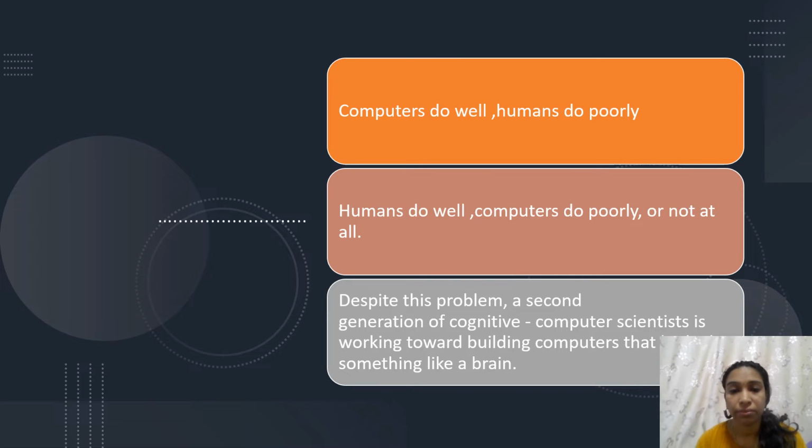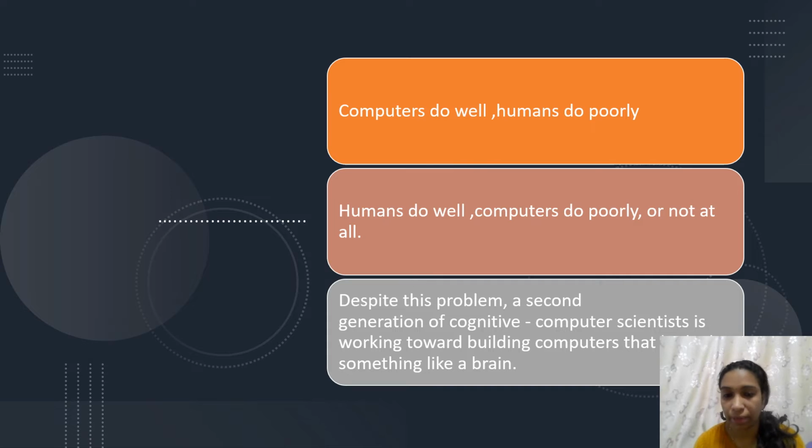That means in the case of emotional acceptance or emotional feeling, all emotional understanding is done well by human beings, but computers don't know how to handle that situation. They are not able to at all. So in that context humans do well. So these are the major problems.